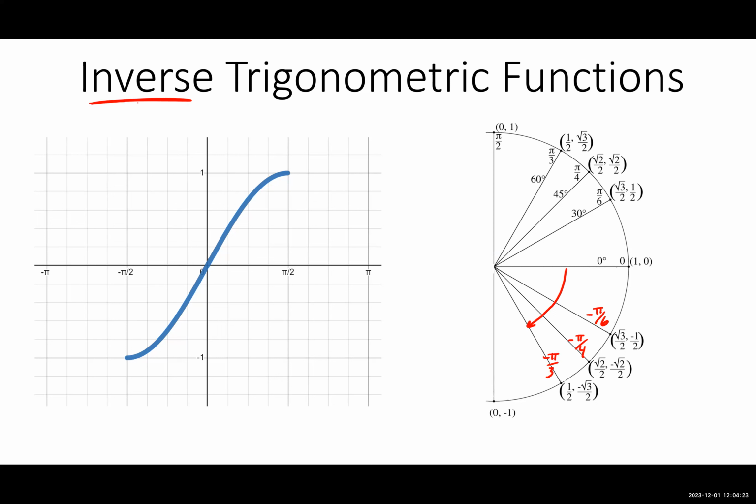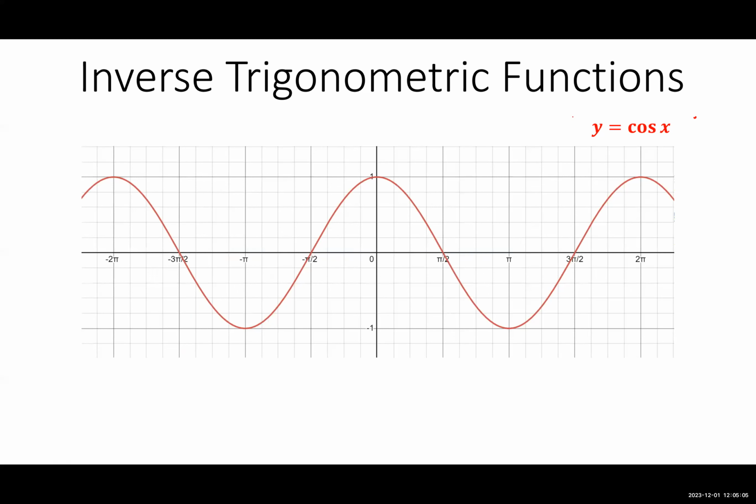So if we're going to talk about inverse trig functions, this is the portion of the domain that we are allowed to consider for x values that are between negative pi over 2 and positive pi over 2. And if we do that, then this piece of the graph, this portion of the function, is 1-to-1. Okay, so that's the sine function.